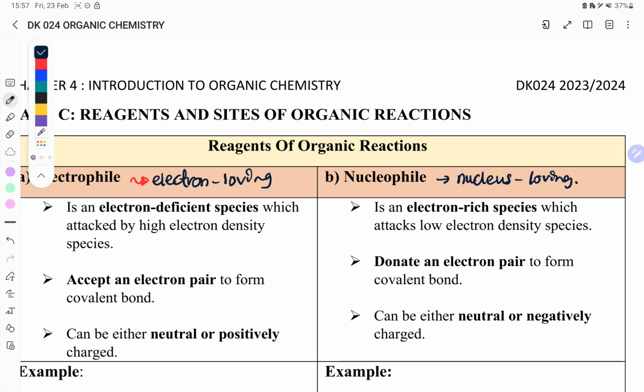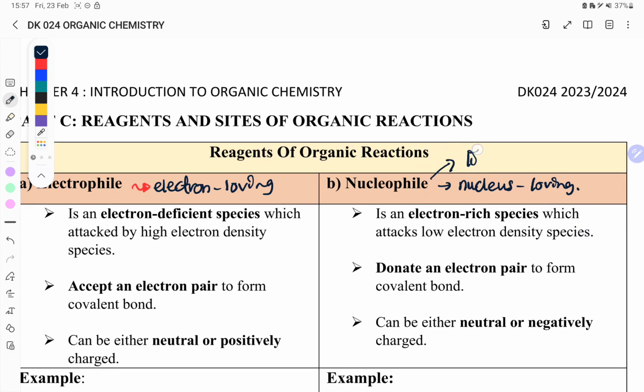Jadi kalau sesuatu itu dikatakan nucleus loving, dia suka charge apa? Dia suka charge neutral ke charge positif? Kalau sesuatu itu suka nukleus, dia suka charge apa? Dia suka charge positif sebab dekat nukleus ada positive charge. Okay, so yang this one like positive charge. Jadi benda yang suka positive charge maksudnya dia kaya dengan elektron ke dia kurang elektron? Kaya. So dia mungkin ada negative charge ataupun dia ada banyak sangat elektron dekat-dekat dia. Okay, so that would be nucleophile dan juga electrophile.